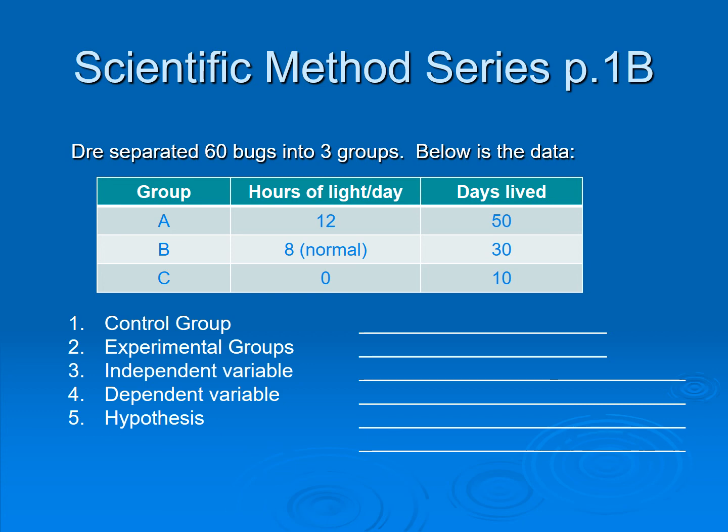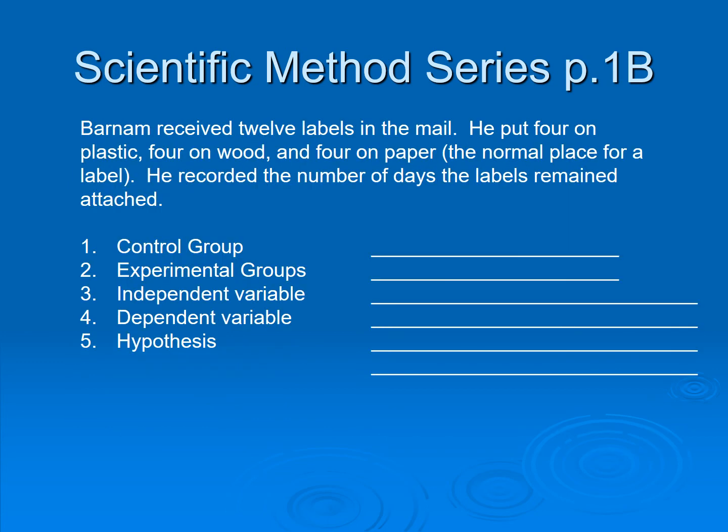All right, I'm going to move on, but remember you can always come back and pause the video at this point to complete any questions you haven't finished. Here's another one. We have Barnum, who received 12 labels in the mail. He put 4 on plastic, 4 on wood, and 4 on paper. All right, the normal place for a label. He recorded the number of days the labels remained attached. Once again, please write the control group, the experimental groups, the independent variable, the dependent variable, and the hypothesis. You can pause on this slide as long as you need.